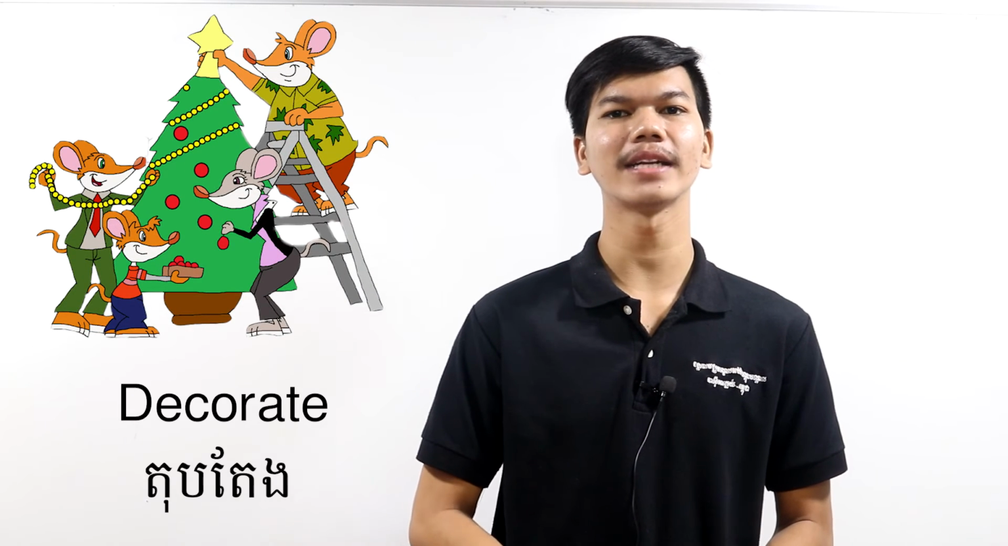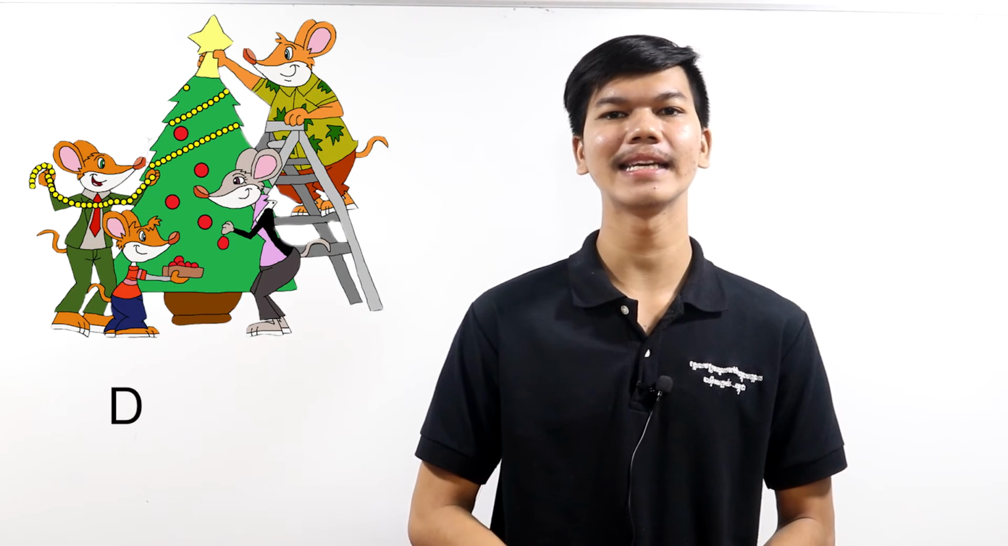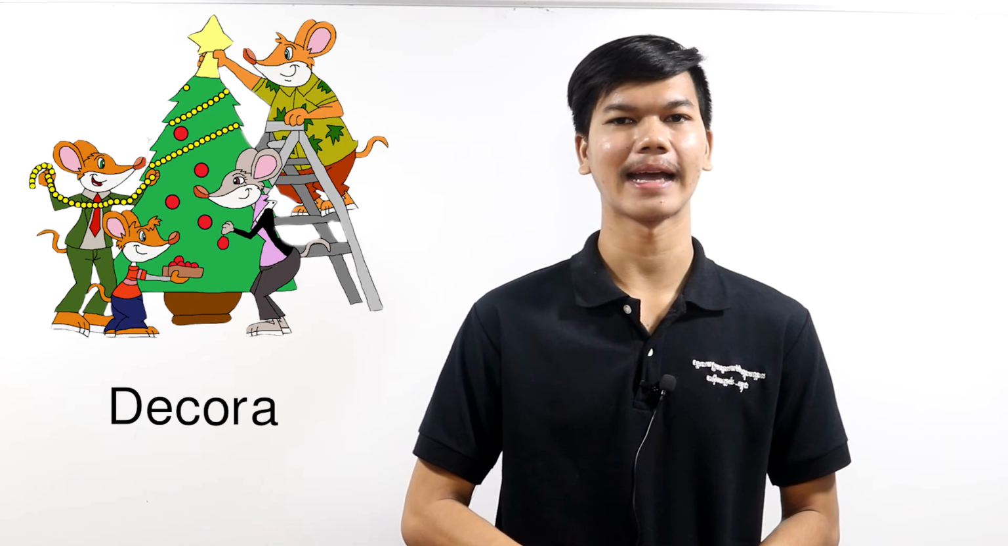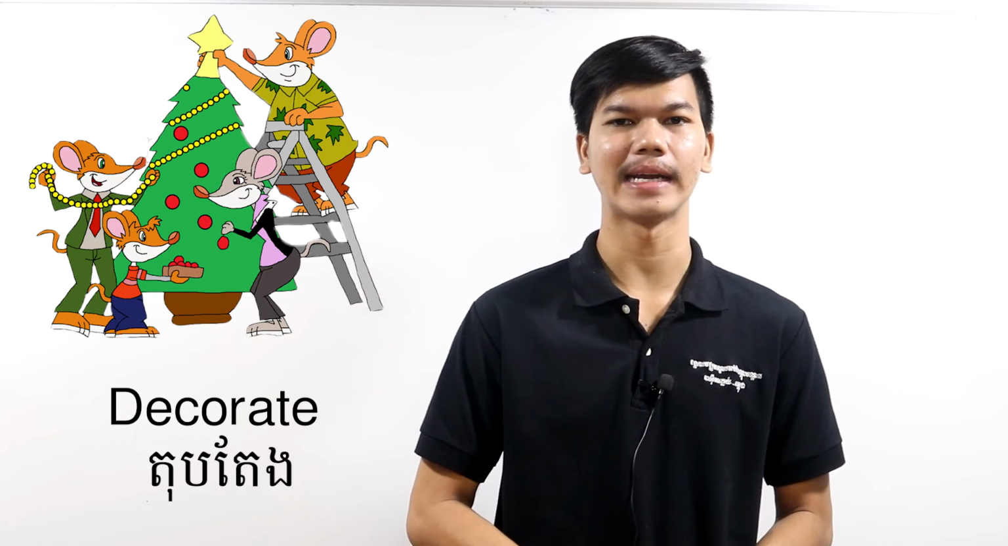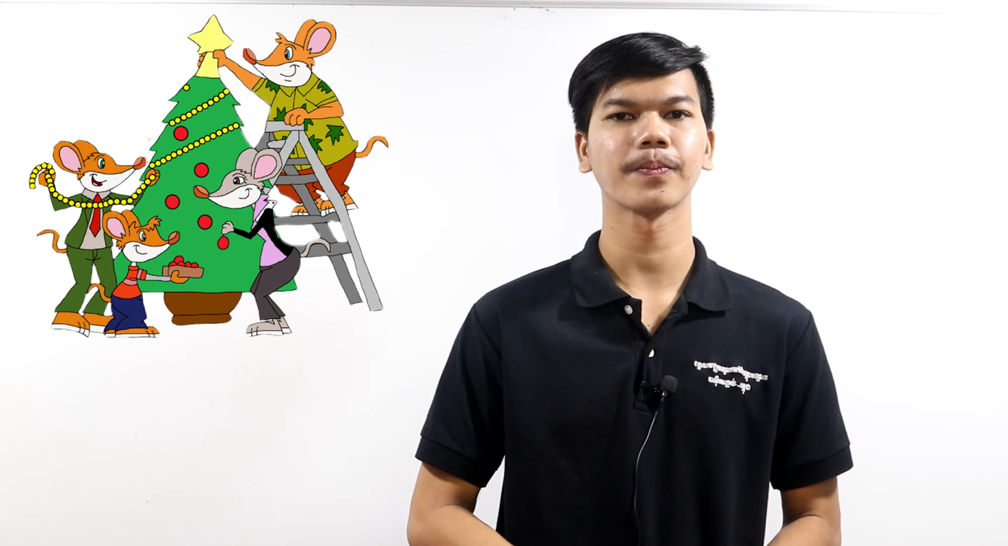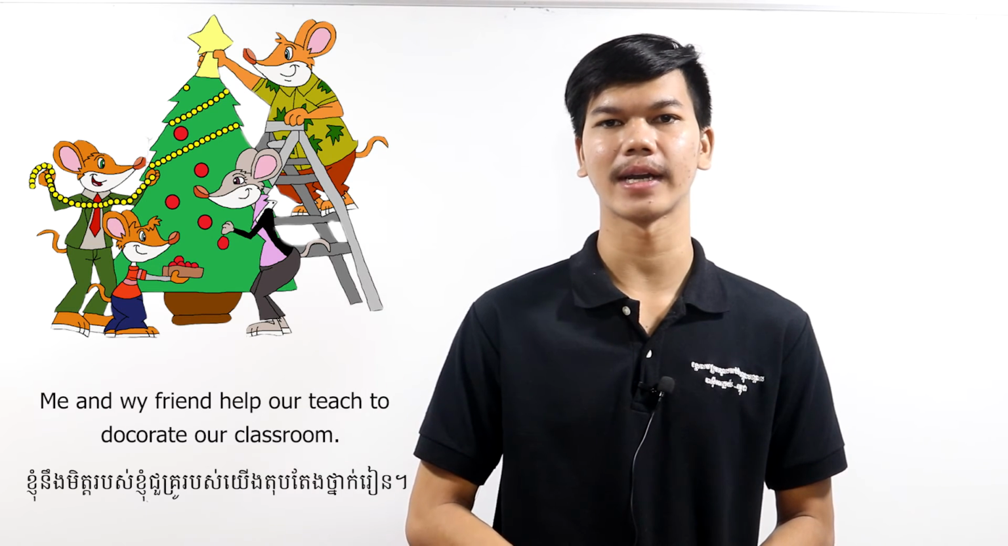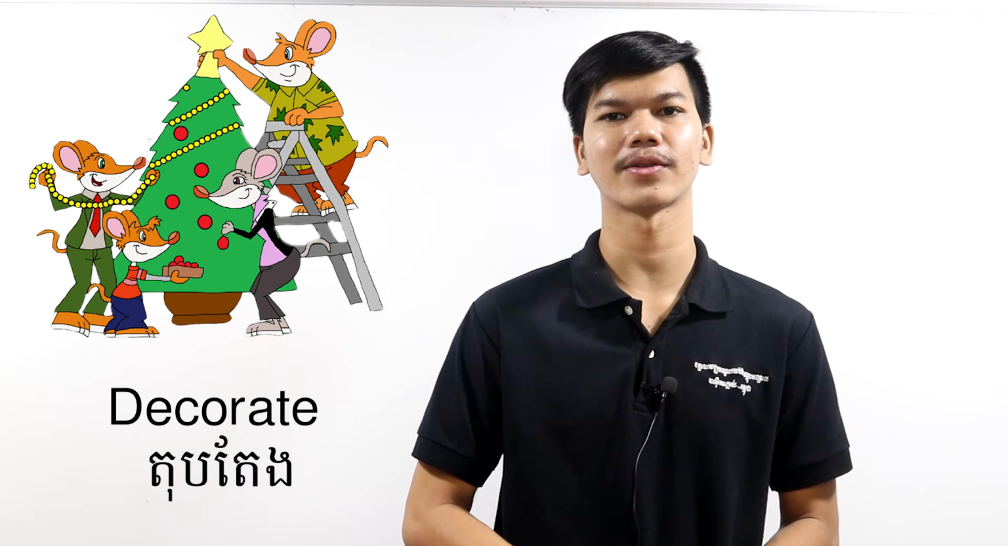And the last word is decorate. Decorate, we can spell D-E-C-O-R-A-T-E, decorate. For example, me and my friend help our teacher to decorate our classroom. Decorate. Okay, now we will repeat it again from the first word.